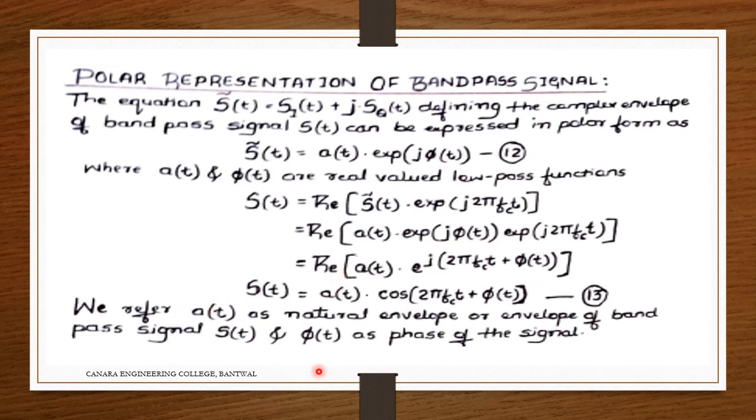We refer to a of t as the natural envelope, or the envelope, of the bandpass signal s of t, and phi of t as the phase of the signal. So a of t is what now? Only the magnitude of this, and we consider that as the natural envelope, the magnitude or the envelope of the bandpass signal. So what is it trying to say? It is acting as a kind of layer. We are setting up a level there, a of t, which might be some other signal, the message signal, and that is considered as a of t here.